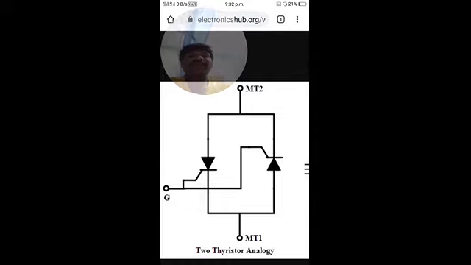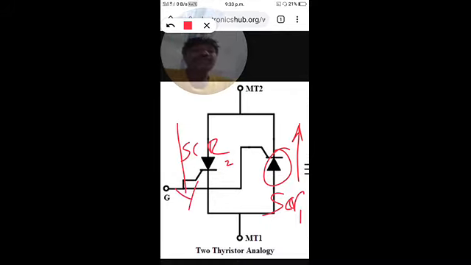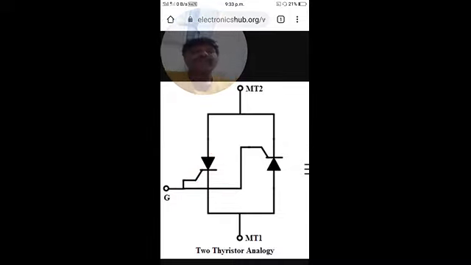Here the two SCRs are connected. This is SCR1, and another SCR2. So this allows the current from bottom to top, and this will allow the current from top to bottom. So this is nothing but two SCRs connected in anti-parallel with this common gate. This is the common gate.